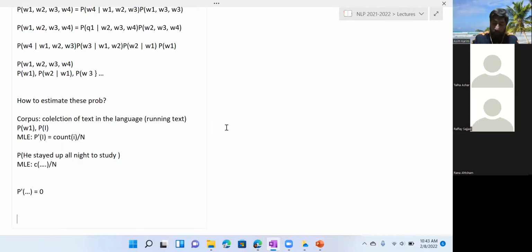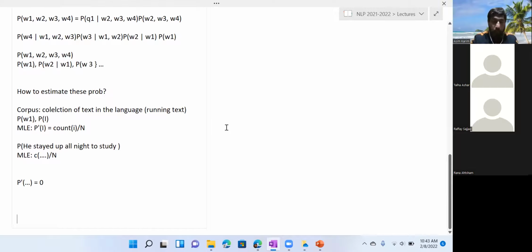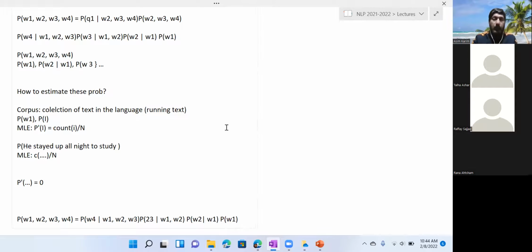So the first thing that we do is, again, going back to our theory. We said that the probability of W1, W2, W3, W4, this is only 4 words, can be broken down into probability of W4 given W1, W2, W3, and probability of W3 given W1, W2, and then probability of W2 given W1, and then of course probability of W1. So this is a simple application of the product rule.